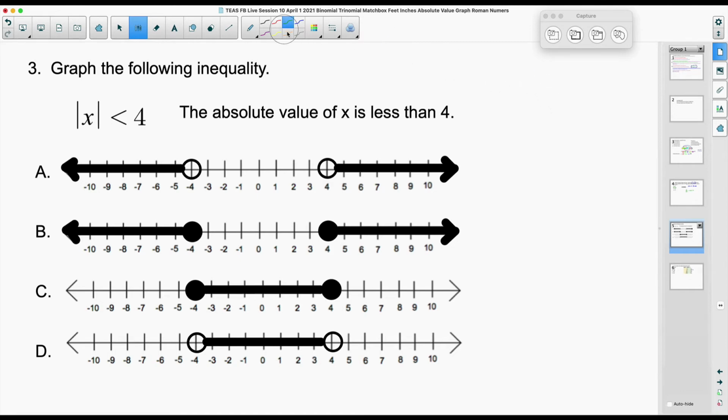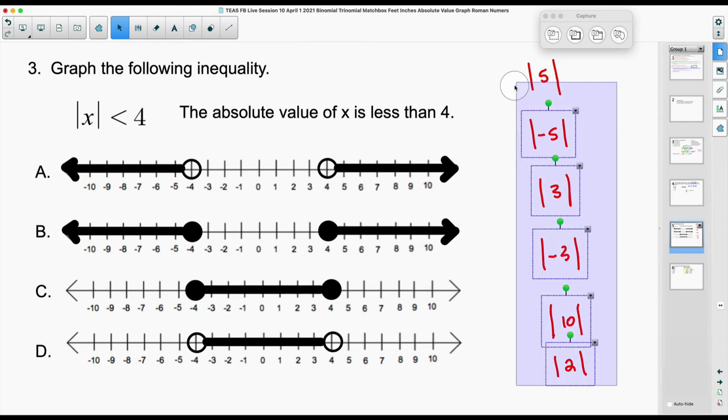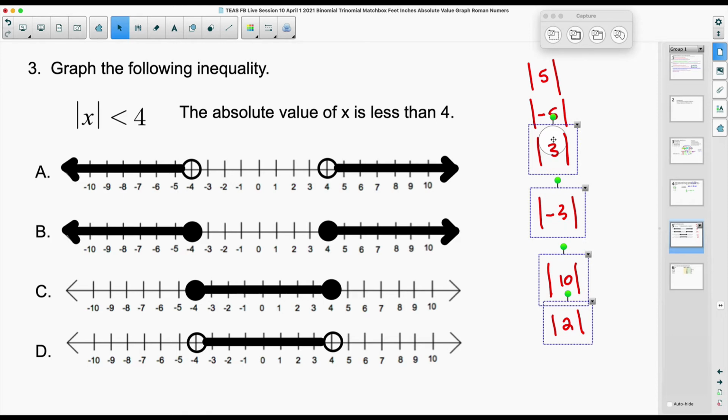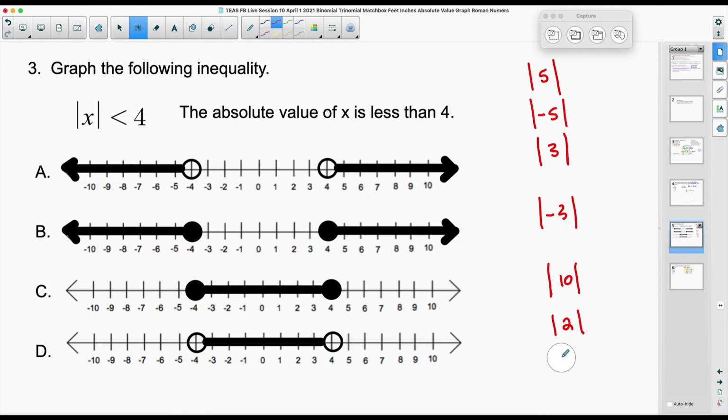So, I'm just going to write down some numbers over here. I'm going to say the absolute value of 5, absolute value of -5, absolute value of 3, absolute value of -3, absolute value of 10. I'm just doing some random numbers, y'all. You'll see where I'm going with this in a second. Absolute value of 2, and let's do one more. I just want to drill this absolute value. Let's do -1. So absolute value of -1.